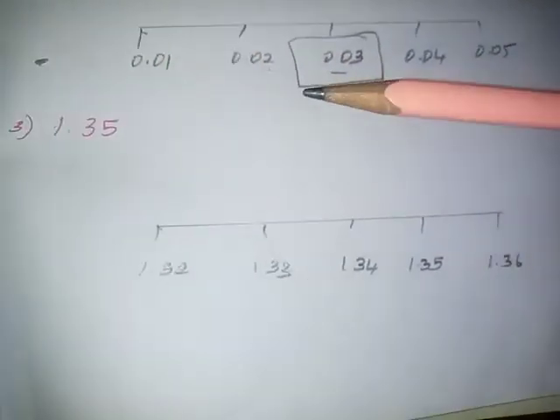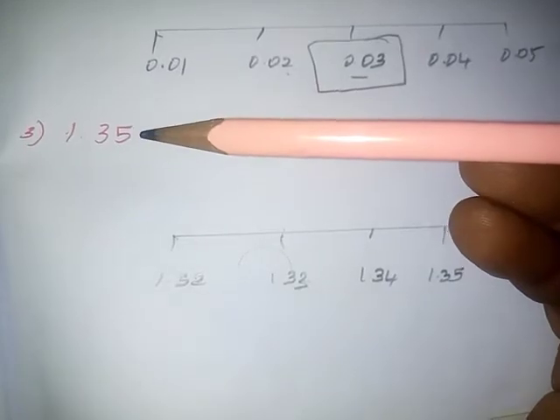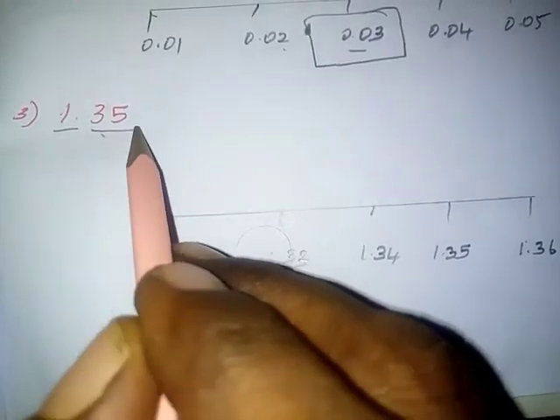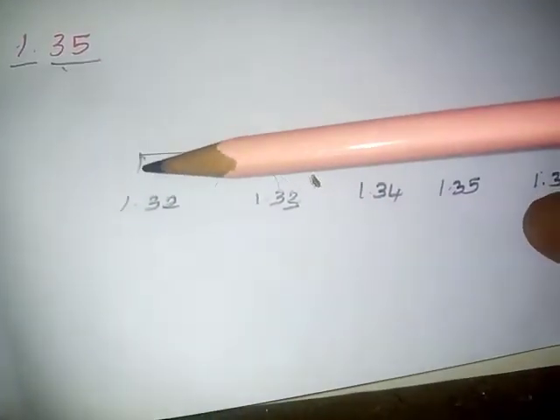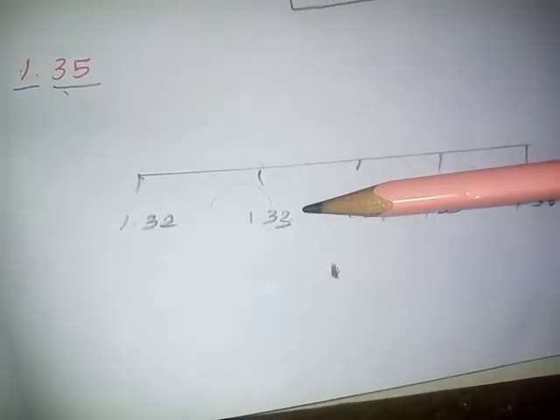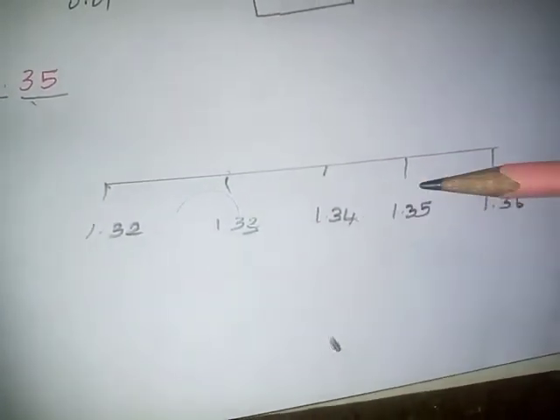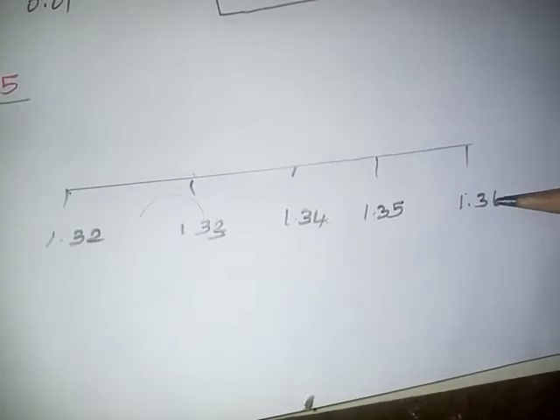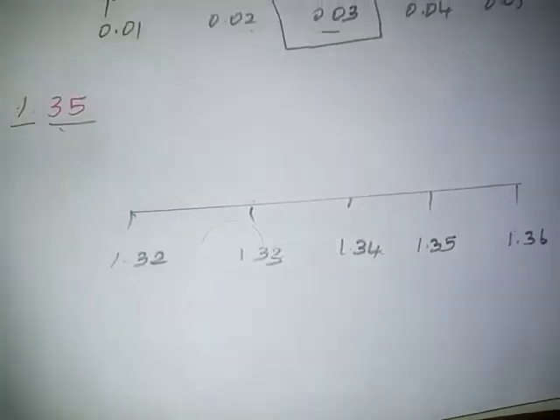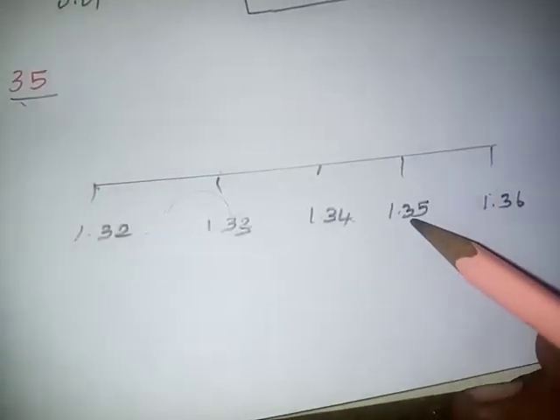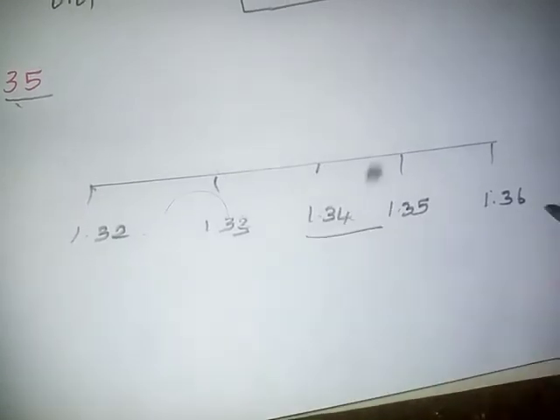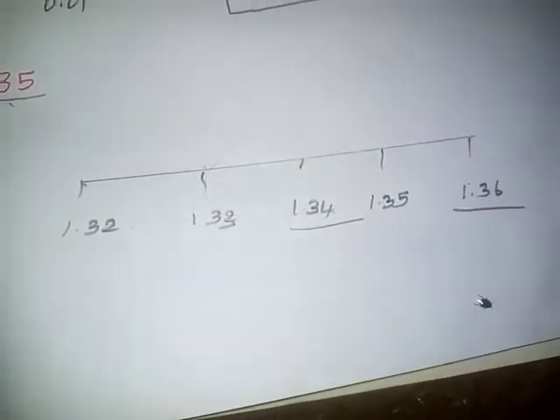Question number 3: 1.35. So here there is an integral part as well as a decimal part. In the decimal places, the given number is at the hundredth place. So we have to start 1.32, 1.33, 1.34, 1.35, 1.36 and so on. So the given question is 1.35. So 1.35 lies between 1.34 and 1.36.